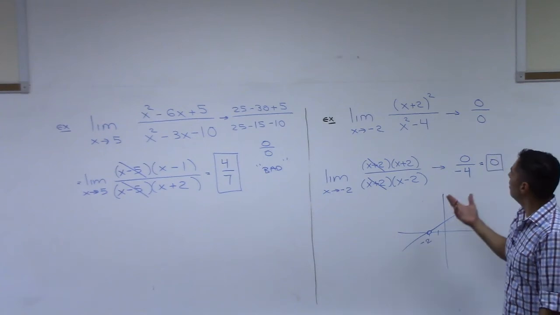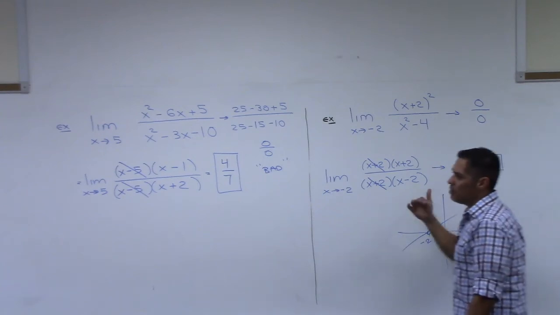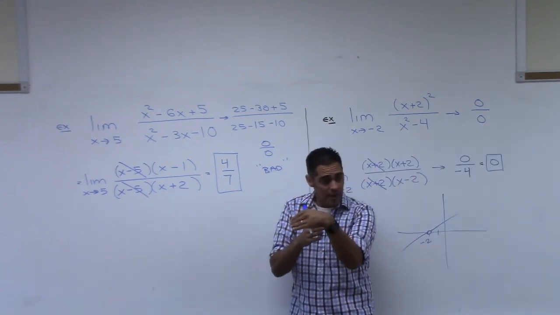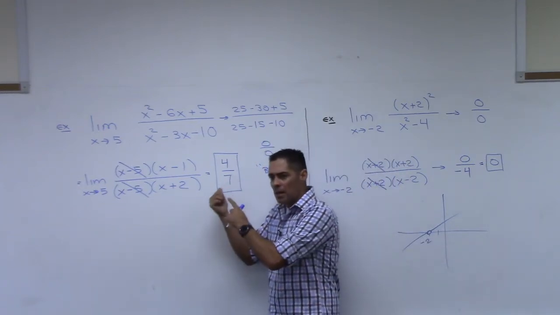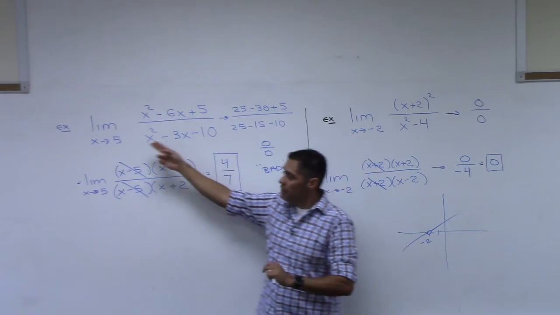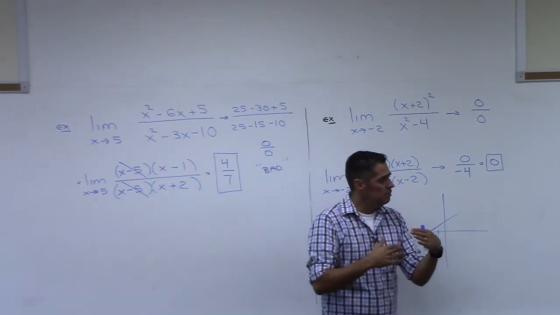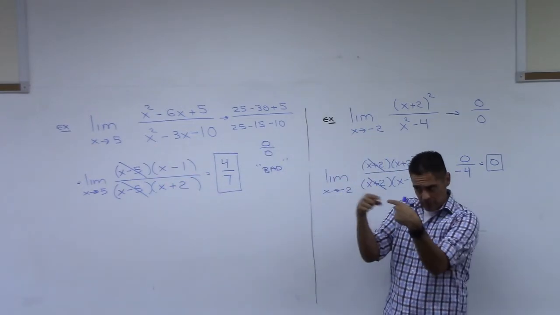Do you see how in the last few examples, what I'm doing is finding a workaround to this 0 over 0? We're able to find a numerical answer, even though we know at 5, we're getting 0 over 0. But we know what it's approaching, right?